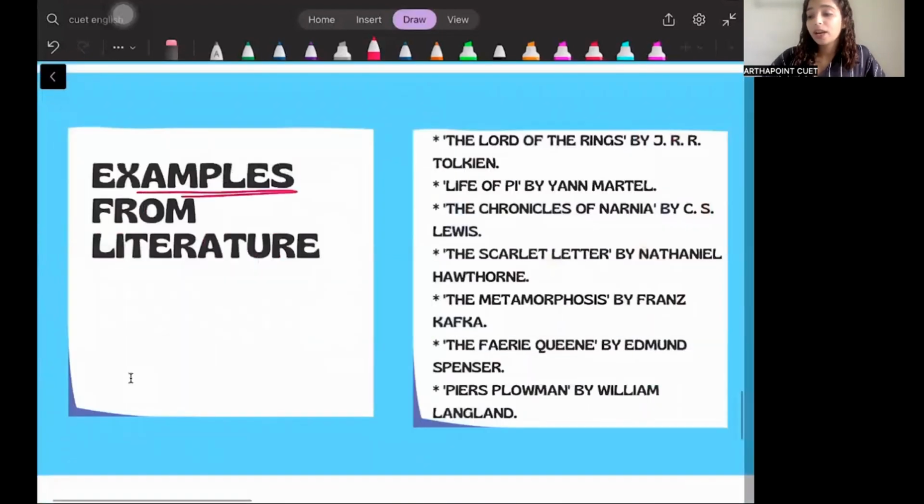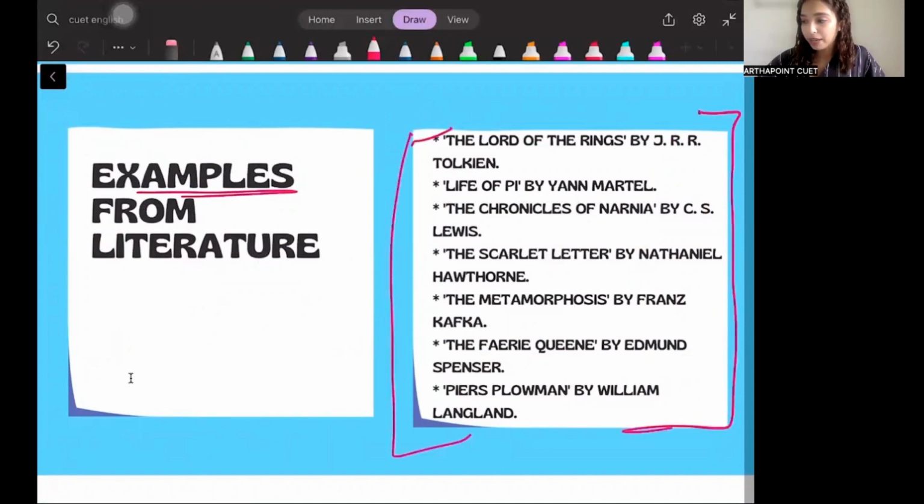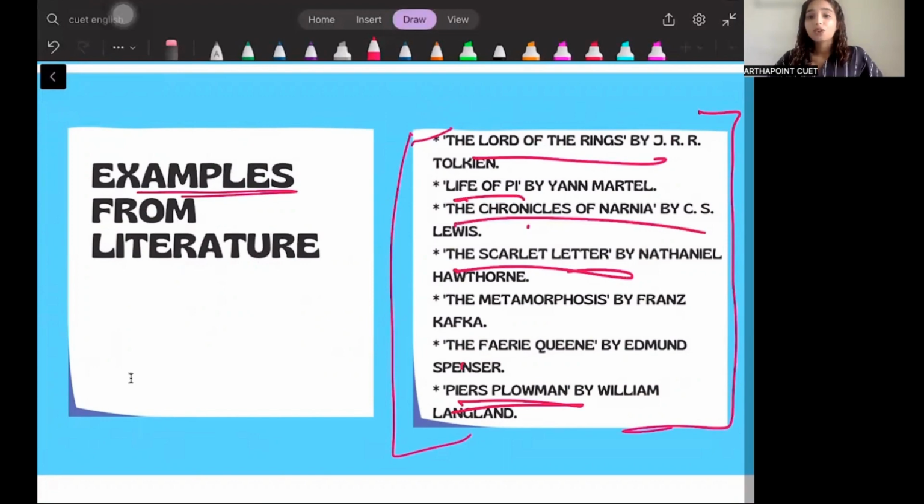Now, let us look at other examples from literature. We have a lot of allegories present. We have The Lord of the Rings, Piers Plowman, The Scarlet Letter, Life of Pi, The Chronicles of Narnia, the Metamorphoses, right? The Faerie Queene. So you must know certain examples of allegory.